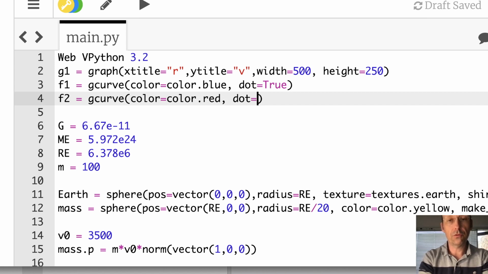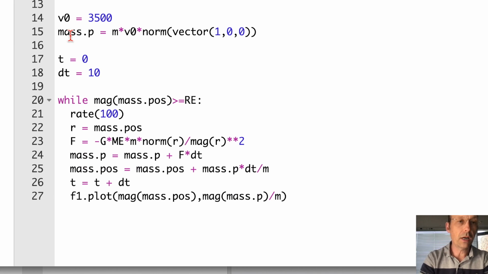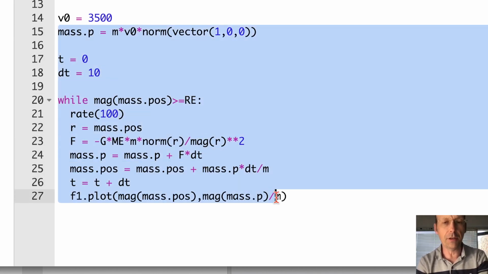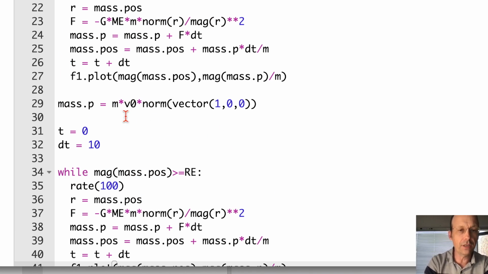Dot equals true. And then down here, I'm going to copy all of this and repaste it. This is not the best way to do it, but who cares? And I do need to re-put the mass. I need to put the mass.